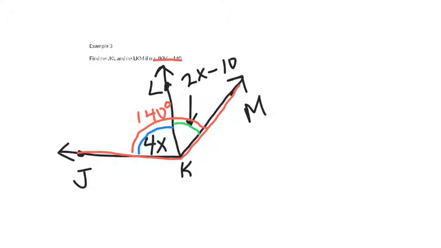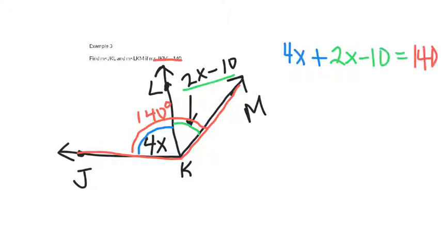So I can add them together. 4x plus 2x minus 10 equals the whole thing, which they told us was 140. Solving for this, I'll get x, and then I can take x and plug it in for this piece, and I'll get JKL. Then take x and plug it into this piece, and that'll give me LKM, which is the two things it asked us for.